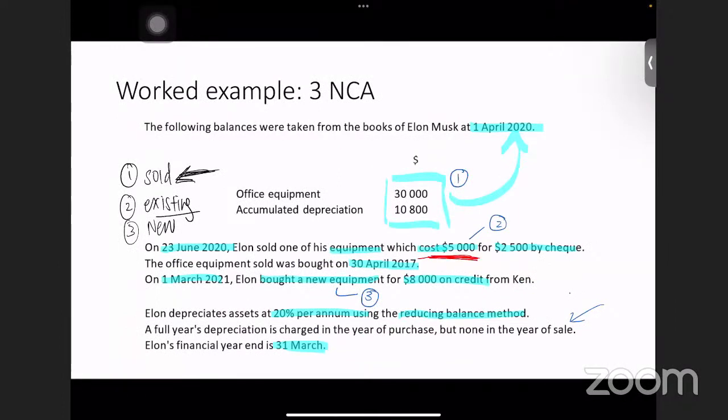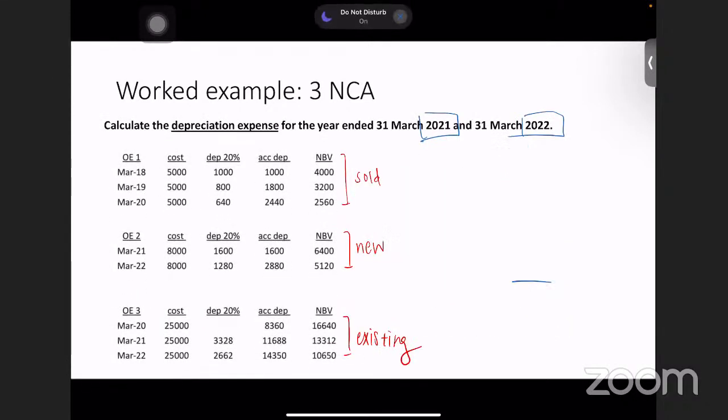We know that it costs 5,000, so my cost is 5,000 as well. Since this is the first year, I will apply the same concept again. First year, no accumulated depreciation, no NBV, so I will just take the rate multiplied by the cost for the first year. So 1,000. Then I don't have any accumulated depreciation from before, so it is 0. So this year's depreciation will also be my accumulated depreciation. Then same thing, NBV will be cost minus accumulated depreciation.